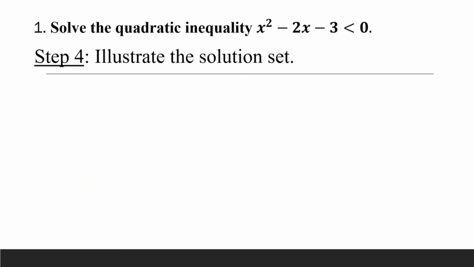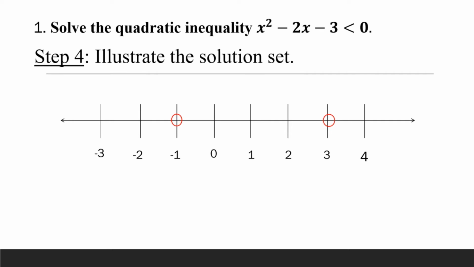Step 4, we have to illustrate the solution set. So to illustrate, we have to use the number line that we created in step 2. So I have here the number line. Next is for us to shade the interval that contains the point that satisfies the given inequality. So please take note that in step 3, in the test points, interval number 2 contains the point that satisfies the given inequality. Therefore, we have to shade interval 2. So I have now here the illustration of the solution set.